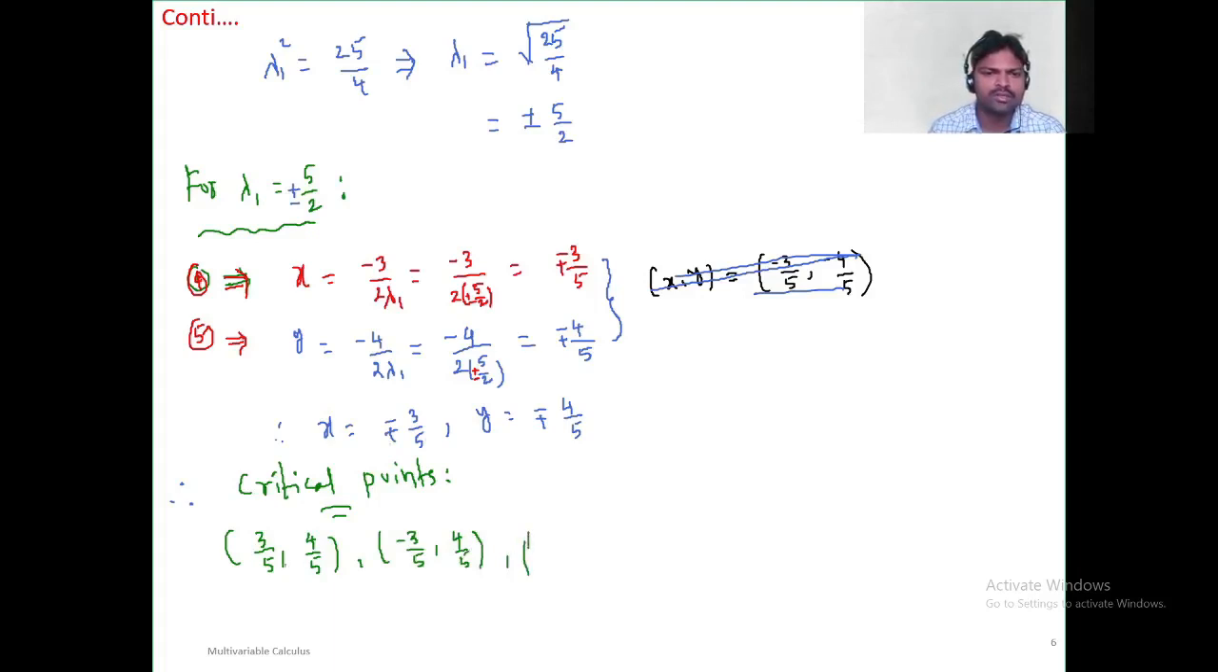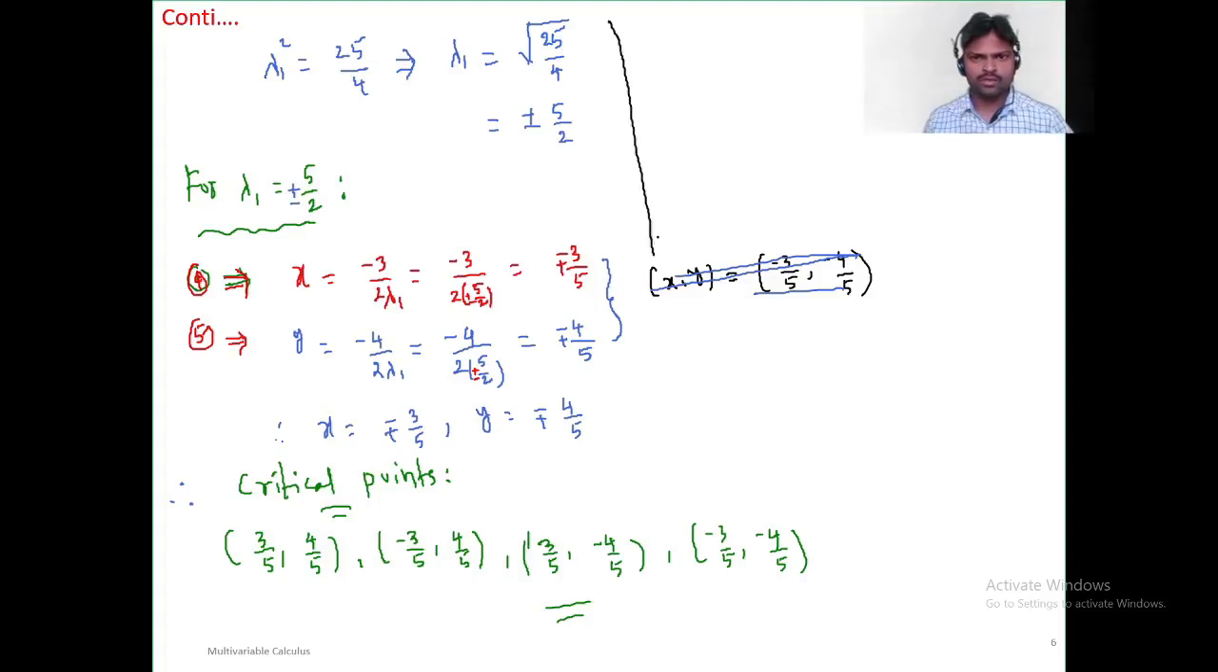Next, x positive is over, x negative is over, but y negative I have not taken. So 3 by 5 and y is negative, minus 4 by 5. Next, both negative combination, so minus 3 by 5 and minus 4 by 5. So all the combinations I have taken. So these are the critical points. At these points, I need to find the function values, and in that, we have to collect the maximum one and the minimum one. So the critical points are over. Next, the fourth point of the methodology. Let me write the fourth point here itself.